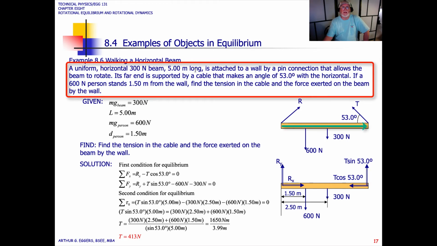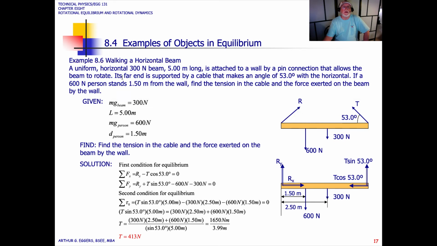Okay, we know that that's the length of the beam, and it's attached to a wall by a pin connection that allows the beam to rotate. Its far end is supported by a cable that makes an angle of 53 degrees, so there's our tension, there's our rotator there. 53 degrees from the horizontal. Okay, so from here up is 53 degrees.